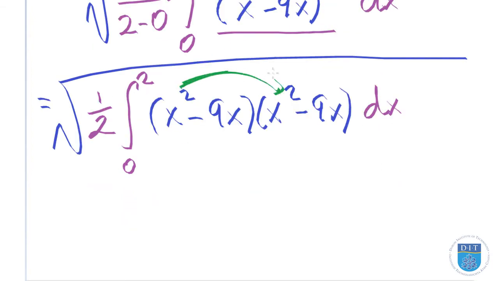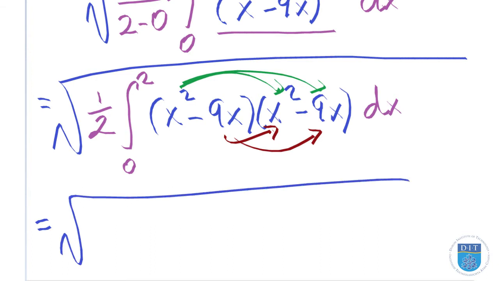Okay, x squared. First by first, first by second, then second by first, second by second. Be careful of all those minuses there. Right, so we'll say that's the square root of a half by, still not ready to integrate yet, so this stays exactly where it is. You're not integrating here, you're just multiplying out brackets. x squared by x squared. When you multiply x, the powers together, you add the powers. So it's x to the 4. x squared by minus 9x. There's an invisible 1 there.